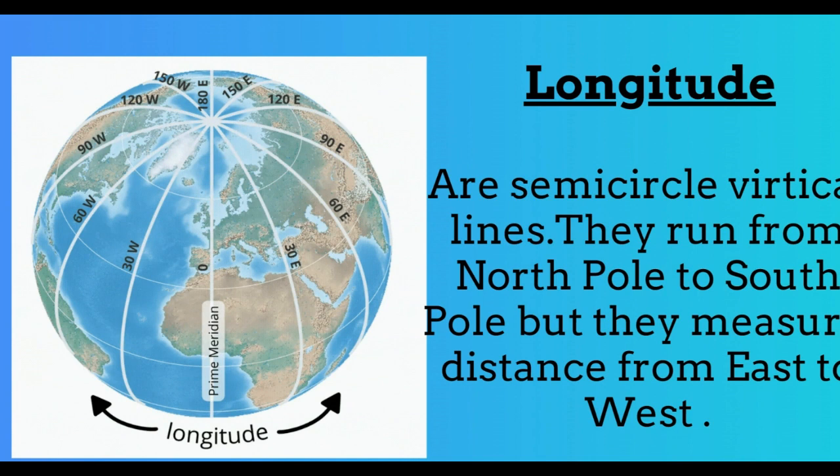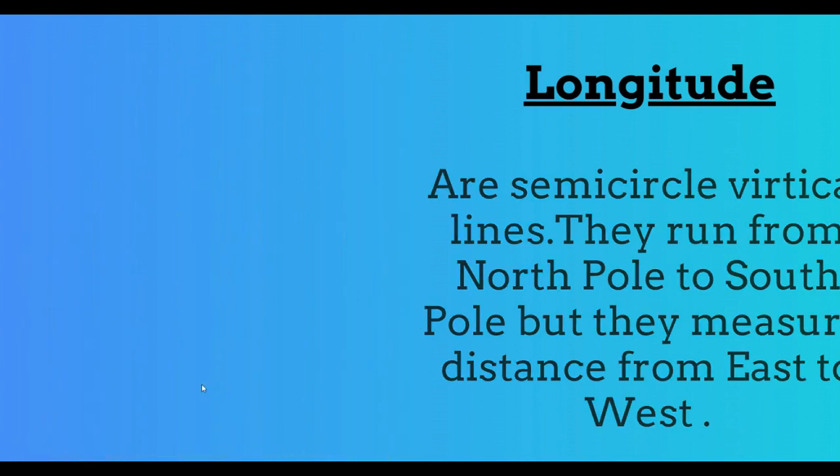So, what is longitude? It's my own definition and it's very easy to understand. Longitudes are semicircle vertical lines. They run from the North Pole to the South Pole, but they measure distance from east to west. Understand? Hope you find it very easy. These are the semicircles and vertical lines.